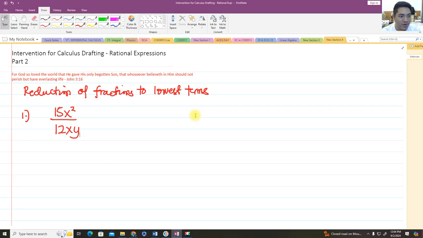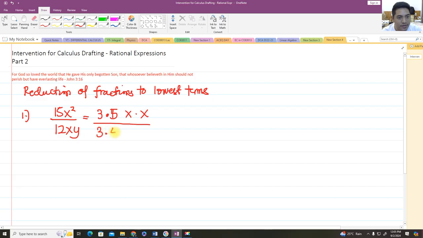So for the first one, we have to reduce the fraction to lowest term. We have 15x squared all over 12xy. The key in reducing fractions or rational expressions to lowest term is to simplify first. So you have 3 times 5 for the 15, and you have x times x. You can dissect 15x squared by just factoring all of the multiples of the numerator. Same thing with the denominator.